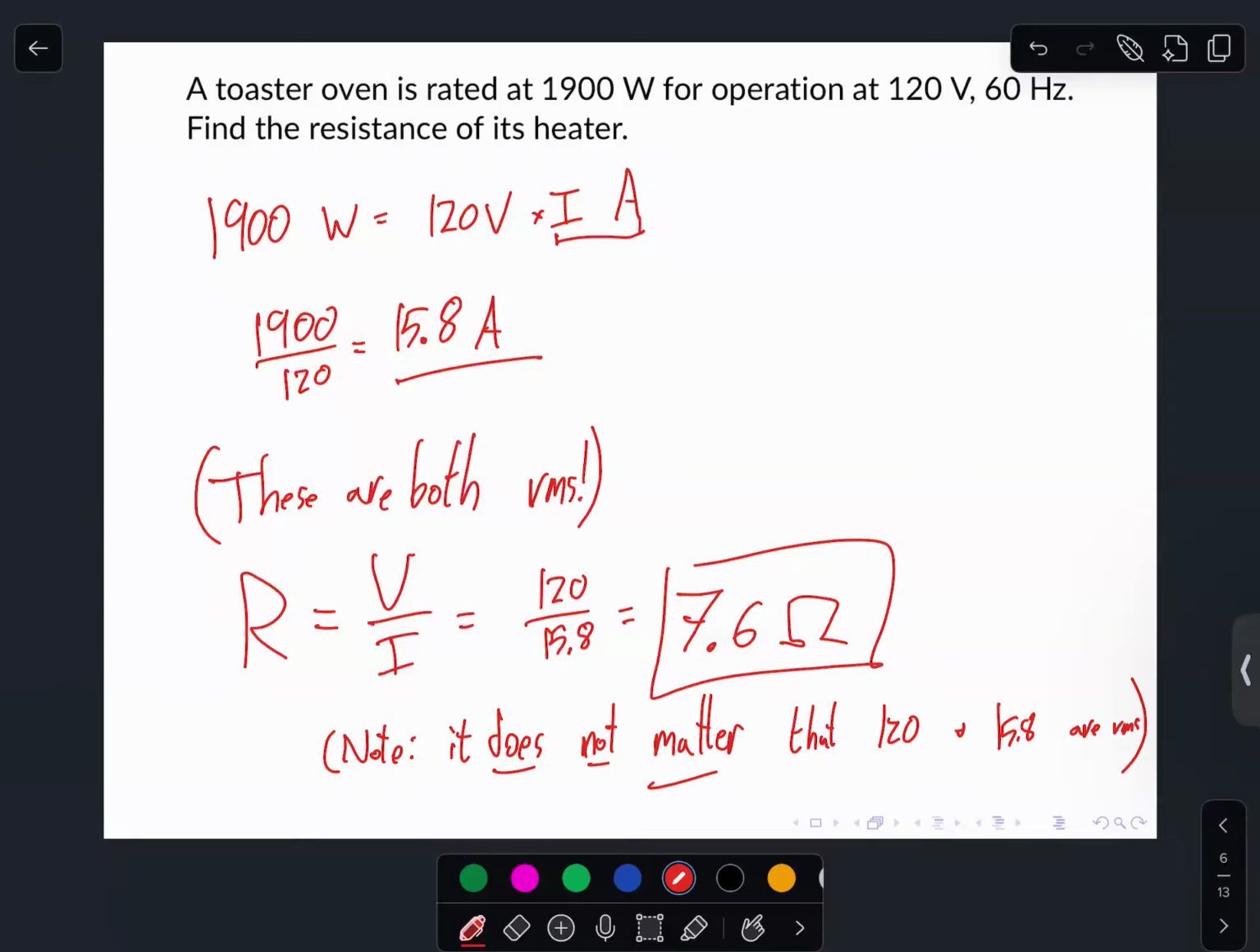there will be times when the current is bigger than this. If you got a fuse on this, you better provide more than a 15.8 amp fuse or that fuse is going to blow. But 15.8 amps is a way of measuring this, even if it's not the peak height of this. Once you've got the amperage, it doesn't matter whether we're in RMS or peak values. The ratio of RMS over RMS will give you the correct resistance, as long as they're both RMS or both peak. That's good?